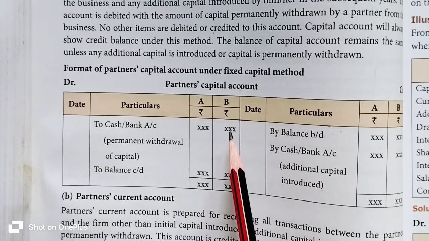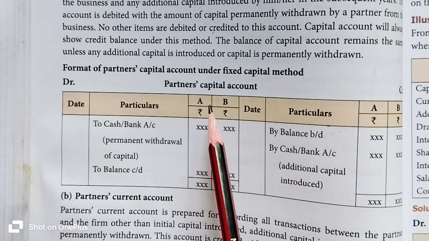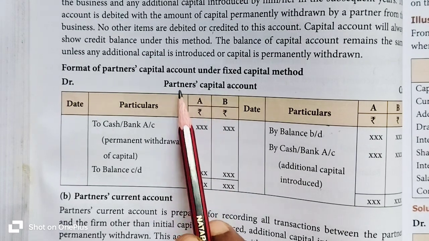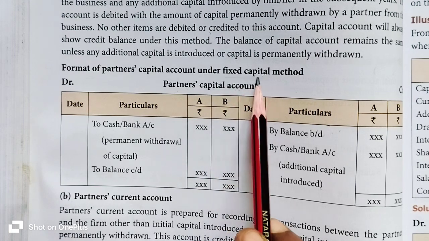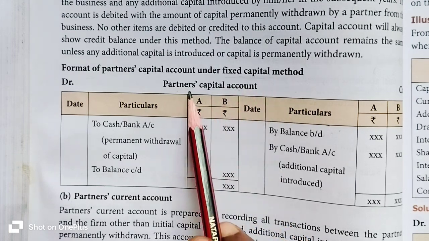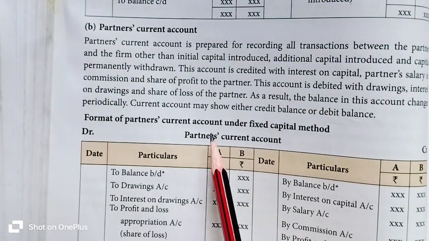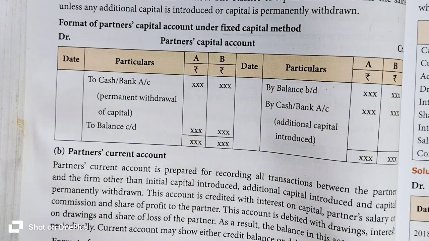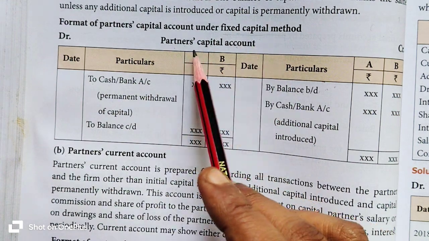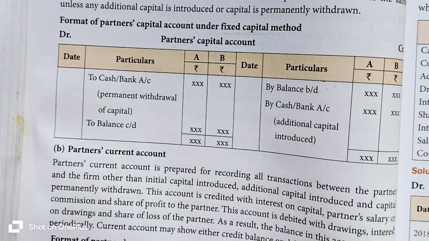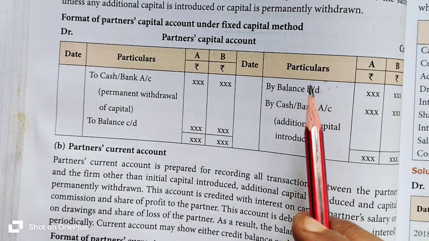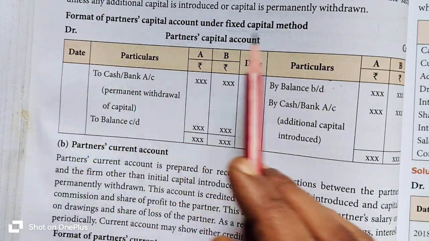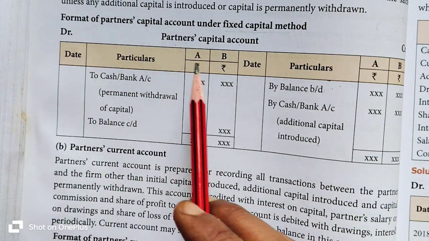If they ask us to prepare the fixed capital account, we have to prepare two accounts: the partners' capital account and the partners' current account. In the partners' capital account, you should enter only the partners' capital here. What is the format for the partners' capital account? It's like a ledger account.